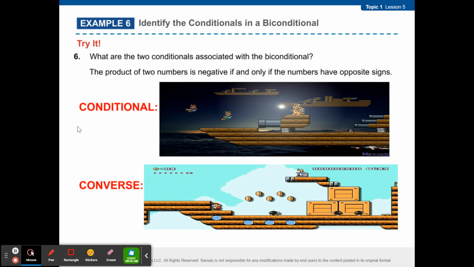Try number 6. So what are the two conditionals associated with this biconditional? The product of two numbers is negative if and only if the numbers have opposite signs. Go ahead and write down the conditional and converse.